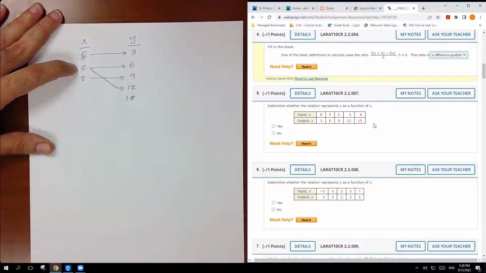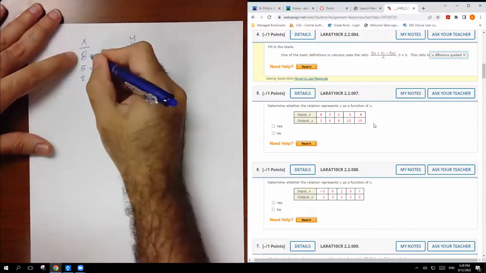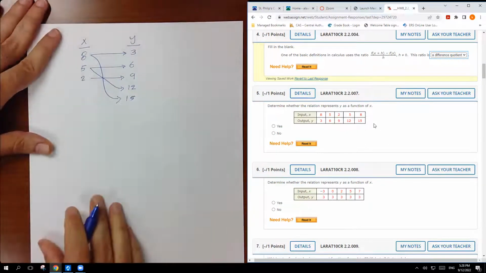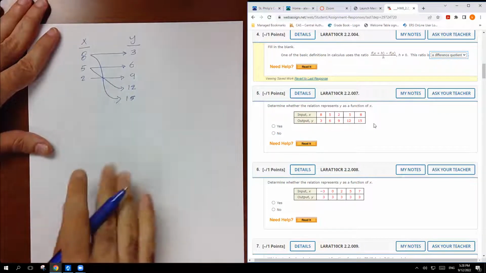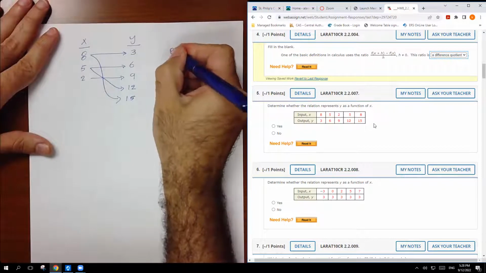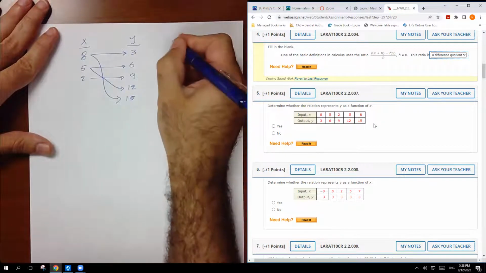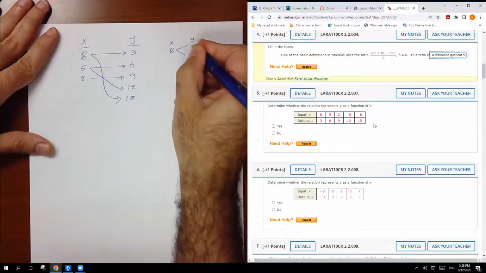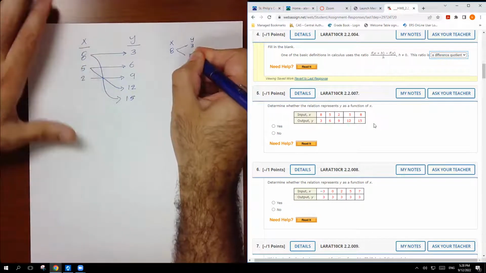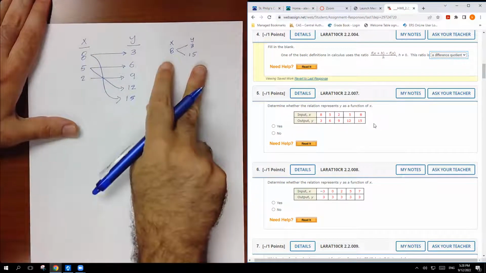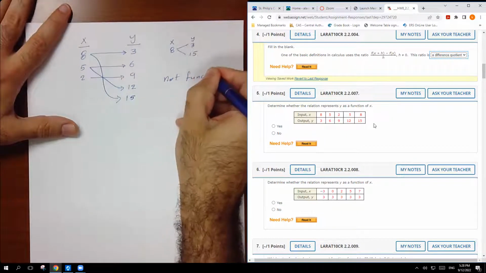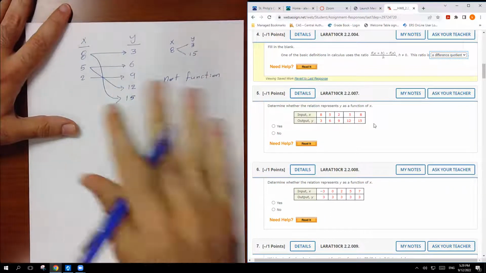The next one is 8 goes to 15. This is 8 and goes to 15. So in this case, it's a function if each X goes to 1 Y. If you check, number 8 goes to 2 Y's, this is the X, goes to the Y, which is 3 and 15. In this case, I just found this one. Now this is not a function, because each X has to go to 1 Y.